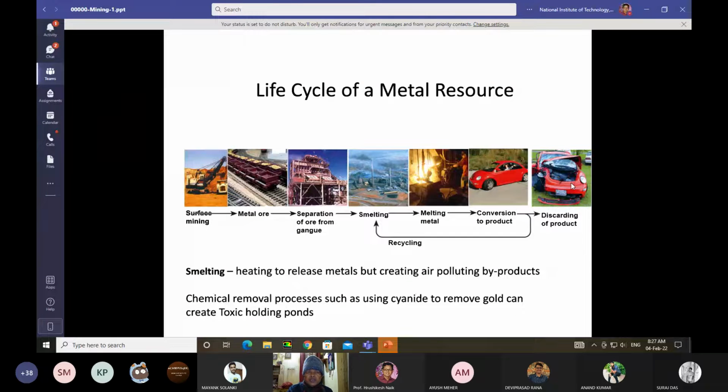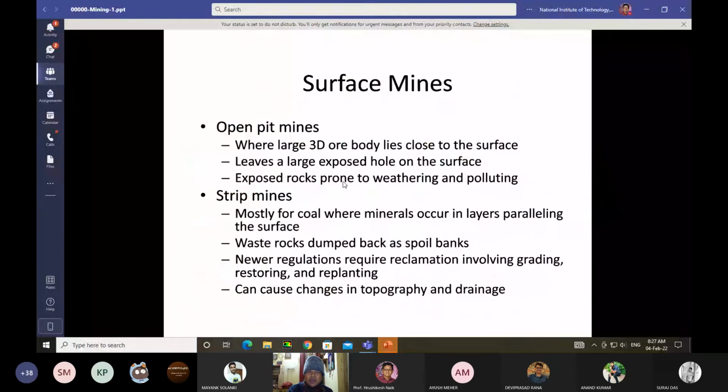So in surface mines, in open pit mines, where a large three-dimensional ore body lies close to the surface, it leaves a large exposed hole on the surface, and exposed rocks prone to weathering and polluting the atmosphere. Strip mines are carried out mostly for coal deposits, where minerals occur in layers paralleling the surface. Waste rocks are dumped back as spoil banks. Newer regulations require reclamation. After the mining is done, reclamation activity is to be carried out, involving grading, restoring, and replanting the trees.